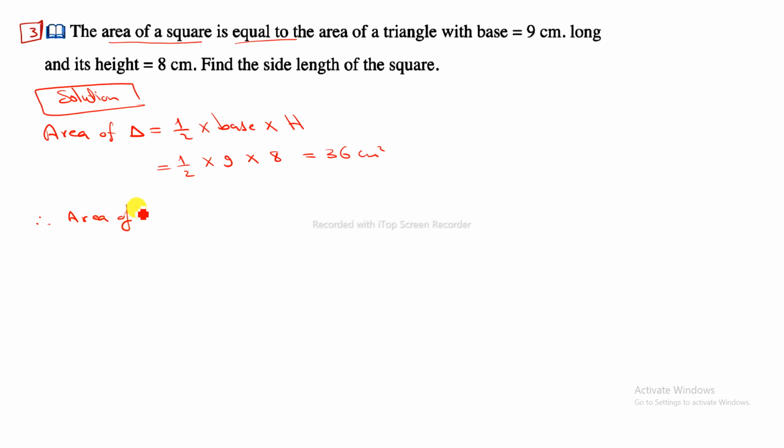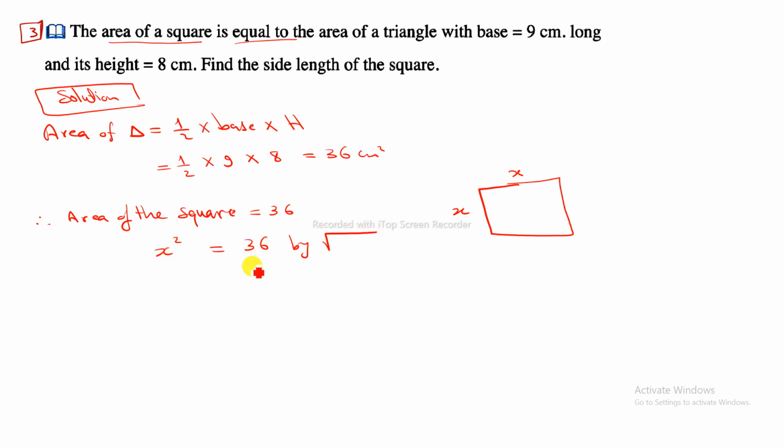The area of the square is equal to 36. Of course, the same steps we did before. Let the length of the square be x, so the area x power 2 is equal to 36. By taking the square root of both sides, the square root of x power 2 is equal to the square root of 36. We cancel the positive or negative here because this is talking about the length of a square, or the length of any shape, so it is always positive. The square root of x power 2 is x, and the square root of 36 is 6. So we found x, the side length of the square, 6 centimeters.